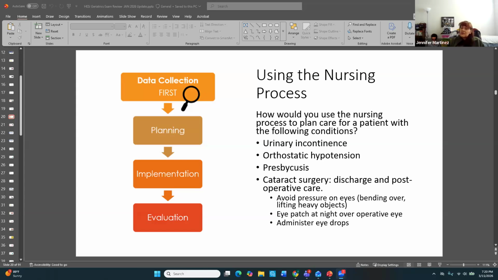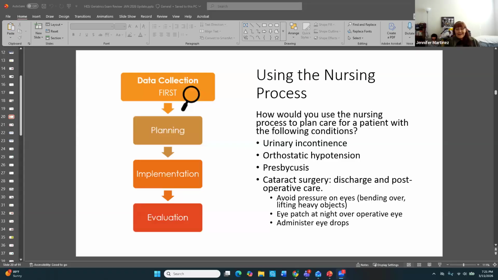If there's a better ear, you want to speak into the ear that is better, whether it's their right ear or their left ear. Cataract surgery, discharge and post-op care: avoid pressure on the eyes, so anything that could potentially increase pressure. So bending over, lifting heavy objects, even straining to have bowel movements can increase pressure within the eyes. So we want to try to avoid those as much as possible.